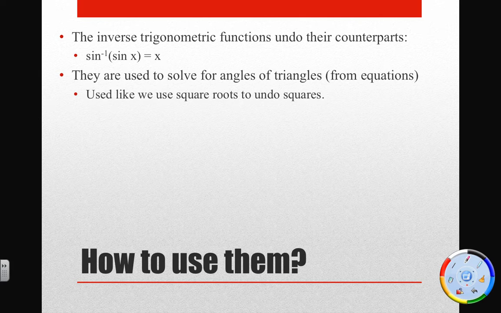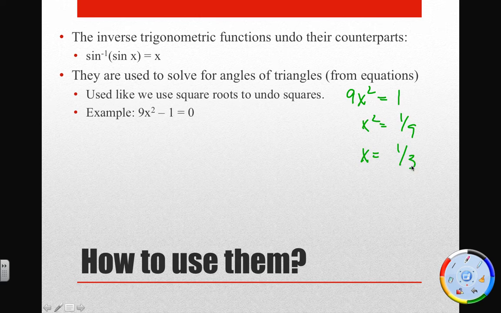Now, we use these just like we use square roots to undo squares. So if we had this example from Algebra 1, we would add 1 to both sides. Let's try that again. 9x squared equals 1. x squared is equal to 1 over 9. x is equal to 1/3. And technically we have plus or minus because there's two answers to this. There actually will eventually be two answers for us in trigonometry, but that's for a later date.